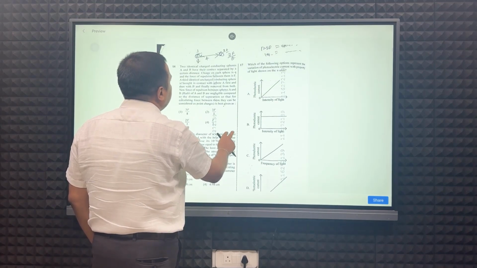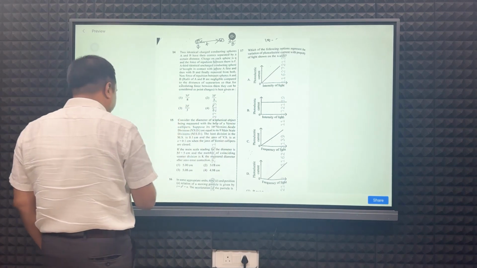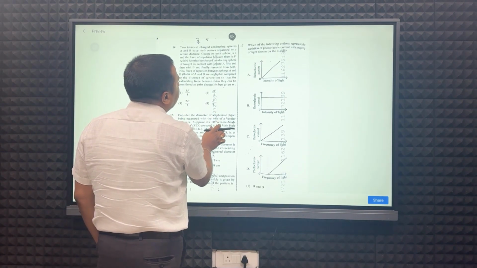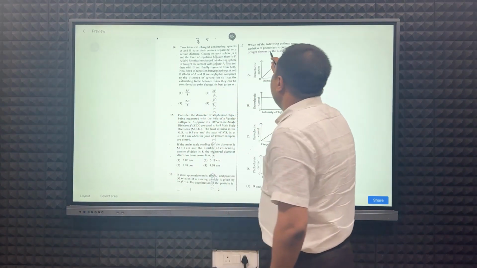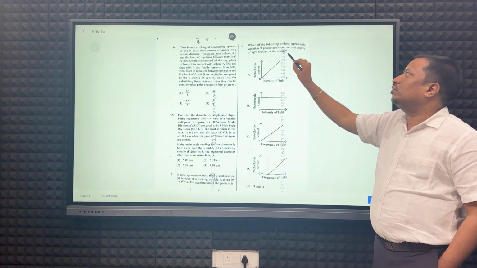Then we have question number 17. Question number 17. This is a very simple question. It's not a big deal. Which of the following options represents variation of photoelectric current with property of light shown on x-axis?